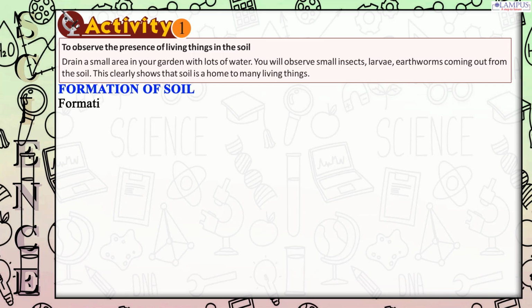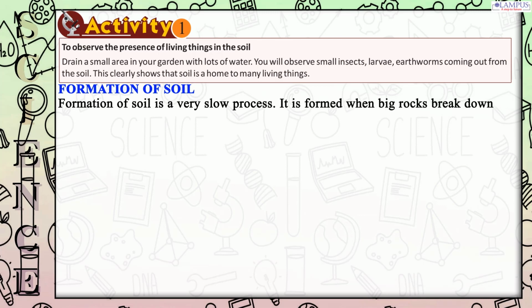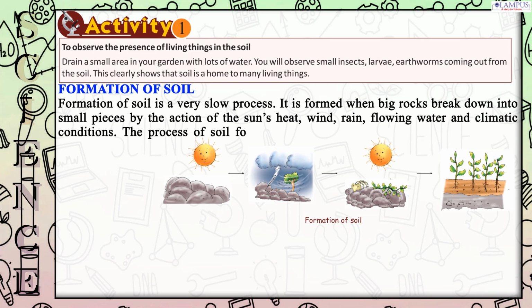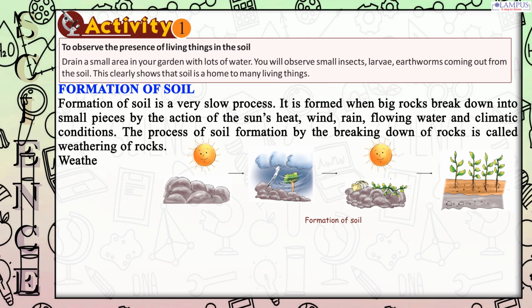Formation of soil. Formation of soil is a very slow process. It is formed when big rocks break down into small pieces by the action of the sun's heat, wind, rain, flowing water and climatic conditions. The process of soil formation by the breaking down of rocks is called weathering of rocks. Weathering is of two types: physical and chemical.